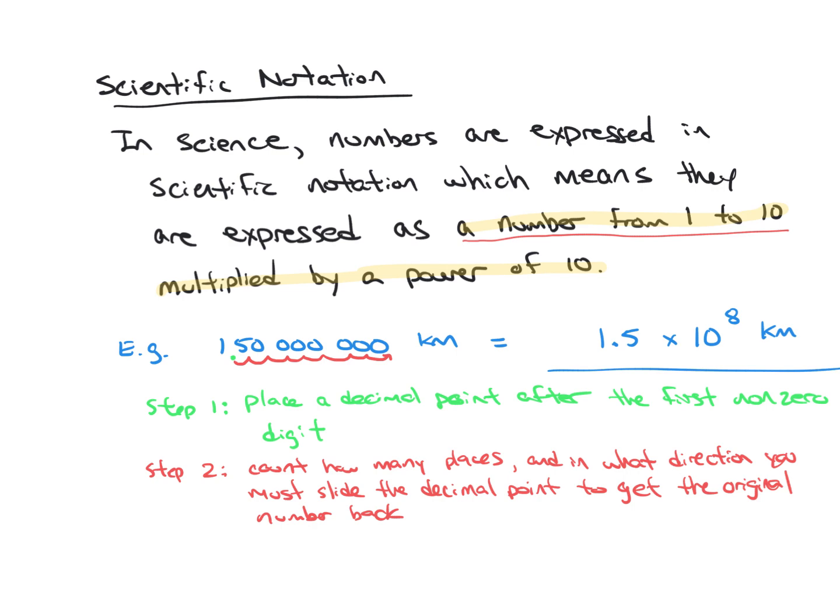So this is called scientific notation. When you take a number and you make it look like a number from 1 to 10 multiplied by some power of 10. What I have on the left side, 150 million, is exactly equal to 1.5 times 10 to the 8. I did not change the value of the number, just made it look a little bit different.